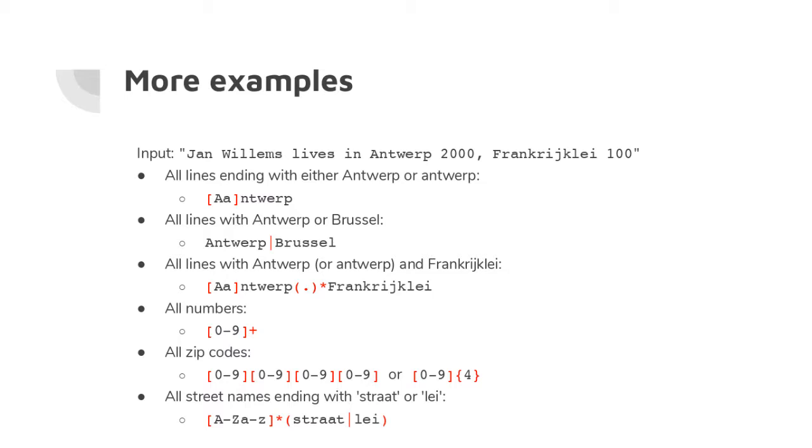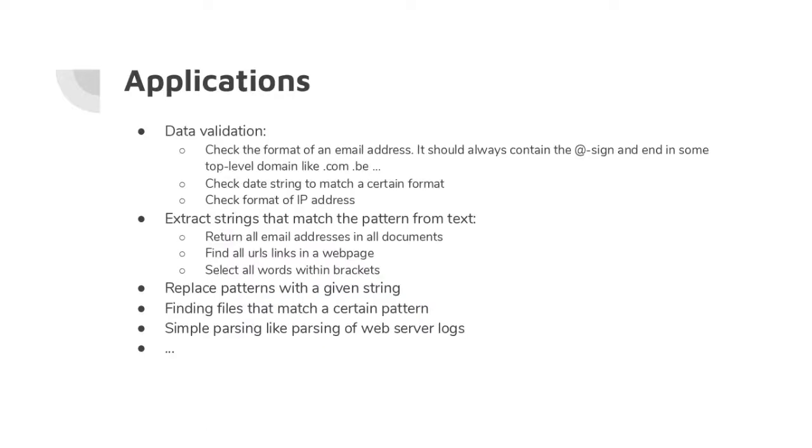So 4 times a digit between 0 and 9, or you can just say 4. That's the second variation. And you can also find all street names ending with straat or lei. So you say straat or lei with a straight line between the quotes, and then it's preceded by any alphabetic characters, in lower or uppercase, and then you can match Frankrijk, Les, or blah blah blah street with that notation. So these are some examples.